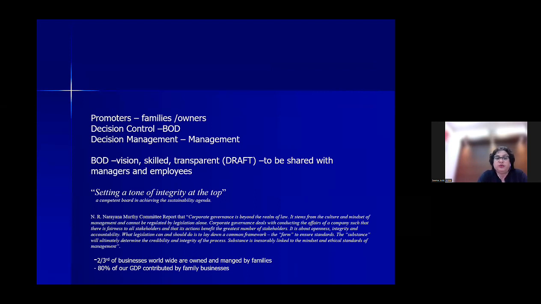I would also like to point out that if we look at the businesses all around the globe, two-thirds of businesses worldwide are owned and managed by families.